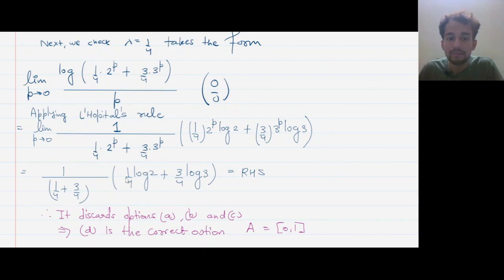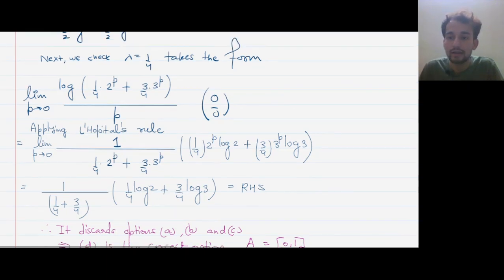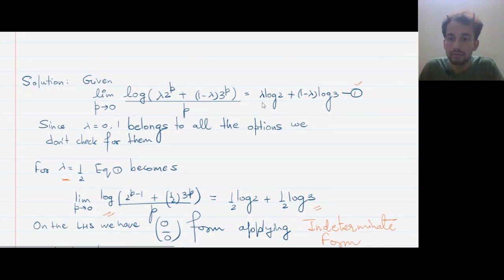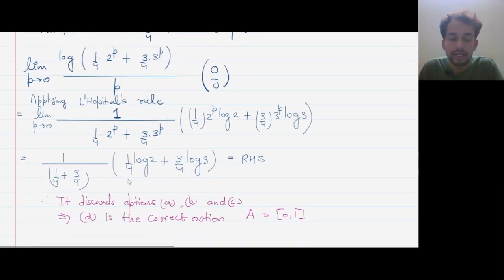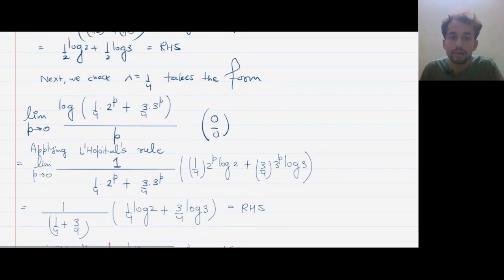When you calculate the limit, it is going to come out like this, and separately when you replace lambda equals 1 by 4 in the right hand side of equation 1, it will be 1 by 4 log 2 plus 1 minus 1 by 4, 3 by 4 log 3, that is 1 by 4 log 2 plus 3 by 4 log 3. So when we evaluated the limit, this will be 1. If you take the LCM, this will be 1 by 4 log 2 plus 3 by 4 log 3, which is the same as the right hand side. So what I have done, I have simply checked for lambda equals 1 by 4.